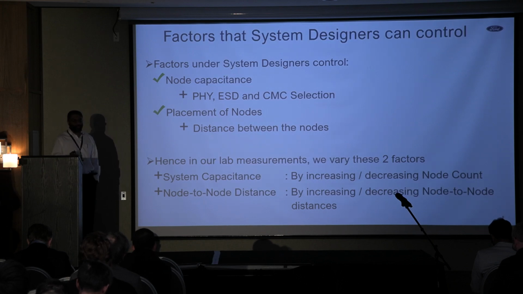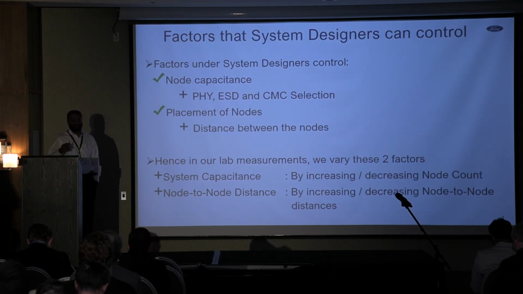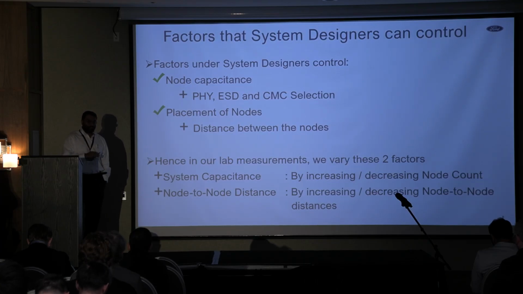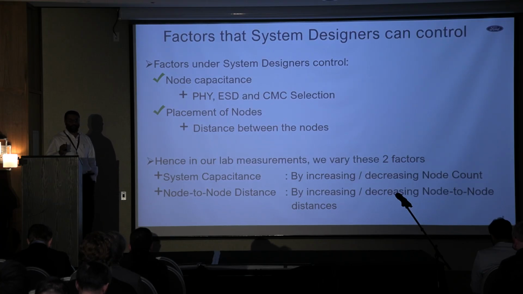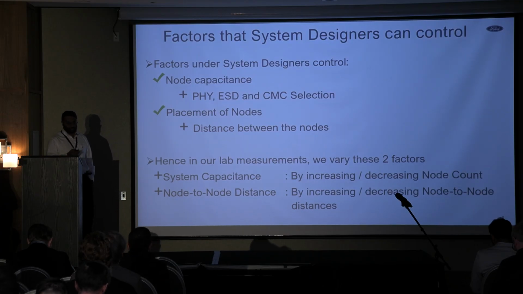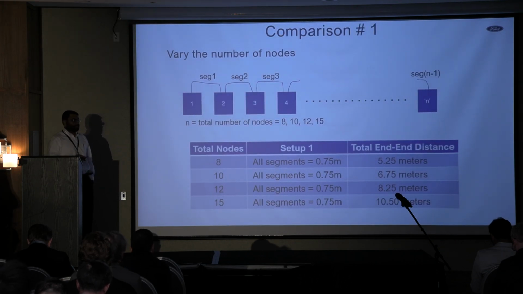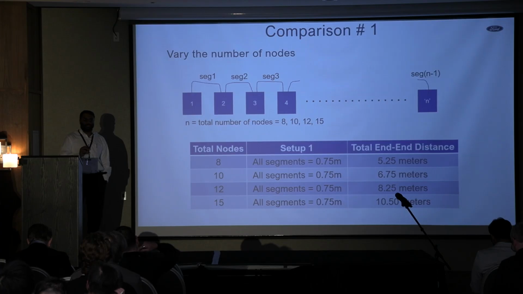And so in our labs, we used these 2 parameters to see how we could expand on the limits. By varying the system capacitance, we increased and decreased the node count by increasing the distance between them, and the node-to-node distance, the segment length, we increased. These are the varying measurements that we will go deeper into in the next couple of slides.